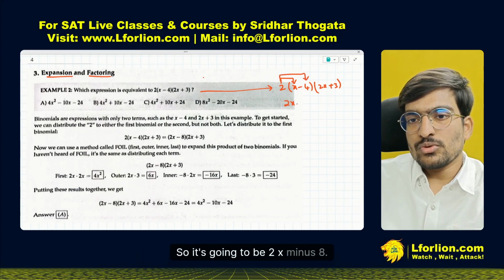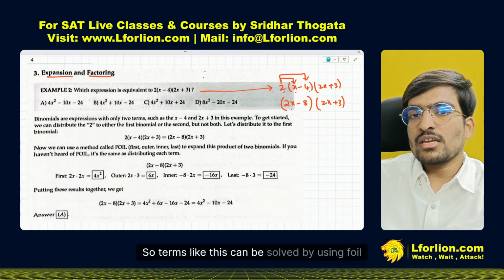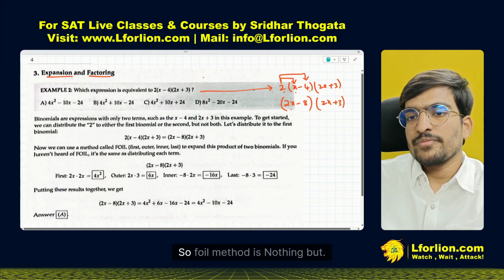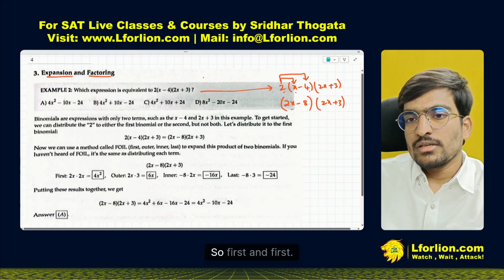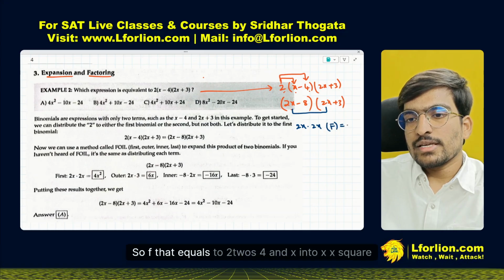So it's going to be 2x minus 8. 2 times x is 2x, 2 times 4 is 8. That equals 2x plus 3. So terms like this can be solved by using the FOIL method. The FOIL method is nothing but, first and first. So 2x times 2x. So F, that equals 2 2's are 4 and x into x is x square.